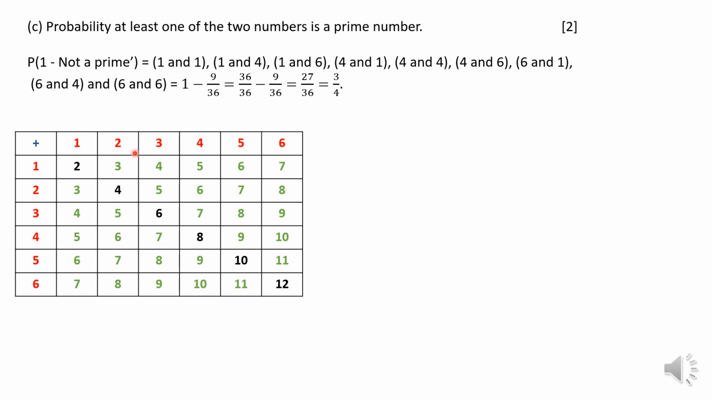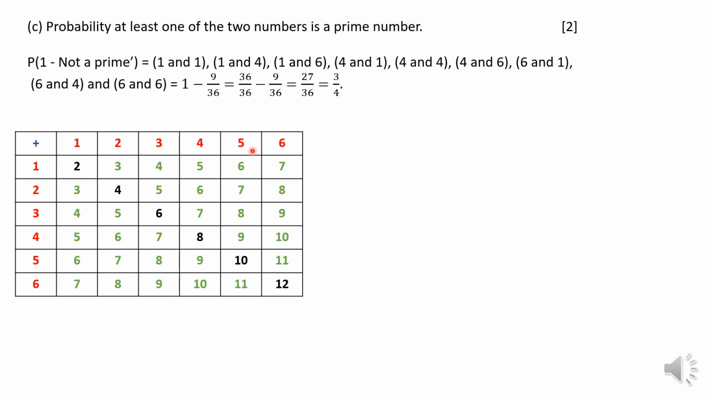Then I go to the next one. I can't go to 2 because 2 will be prime. So even if I join 2 and 4, one of them will be prime. So I go all the way to 4. 4 and 1, yeah, they are not prime. That's why I have them there. And 4 and 4 are not prime numbers. Okay, I have that pair there. And 4 and 6, they are not prime.